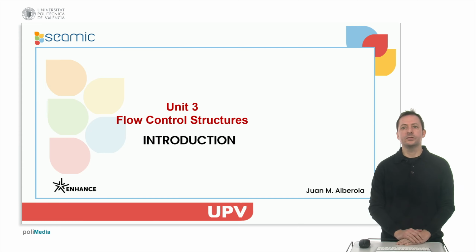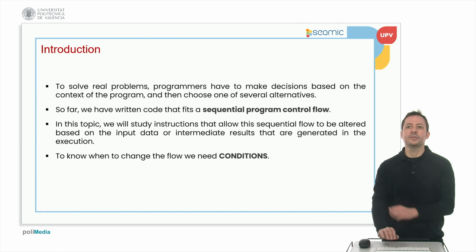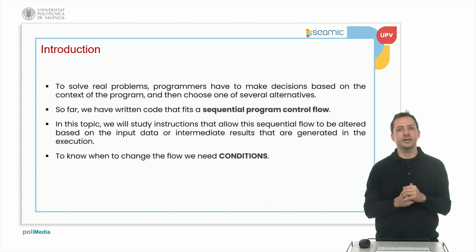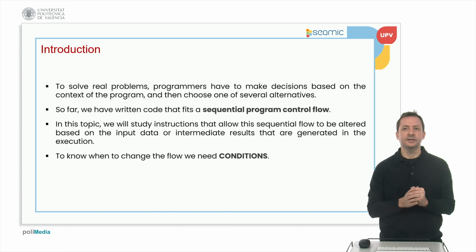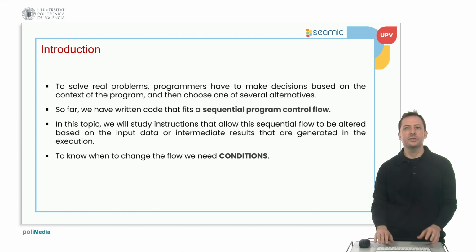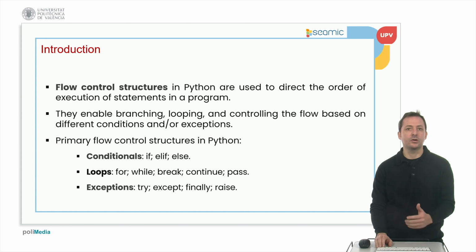Hi everyone, and welcome to this Unit 3, in which we are going to see different flow control structures in order to allow us to perform different instructions in our code. So far we have been programming with instructions that are executed one after the other. But in some cases we want to execute different instructions depending on whether some conditions are true or not. In this case, these conditions allow us different options to perform operations in our code.